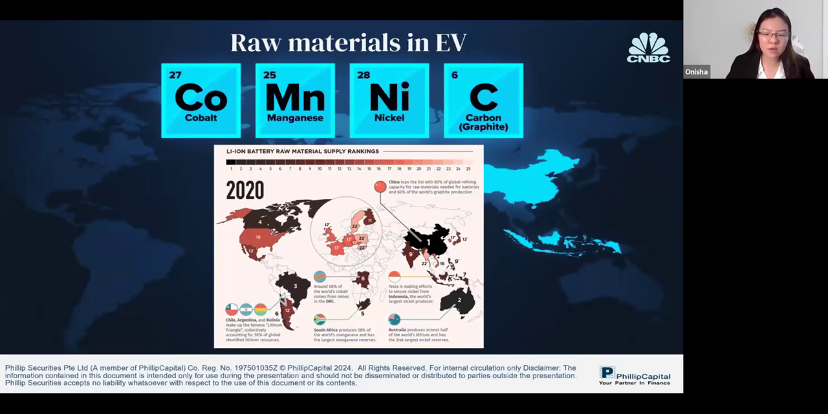DRC alone produces more than 70% of the world's cobalt. But because of the inconvenient labor conditions and poor working environment, all the EV manufacturers are pushed to look at alternatives, like you can see here. So they are looking for alternatives rather than only sourcing from DRC. Other than that, there are a few other countries producing these raw materials.